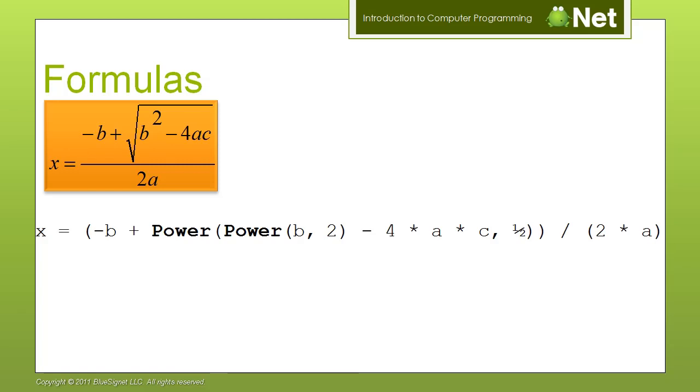Once that has been performed and evaluated, it continues on to the forward slash and evaluates the 2 times the a, and the result of that is divided into the result of the upper half.